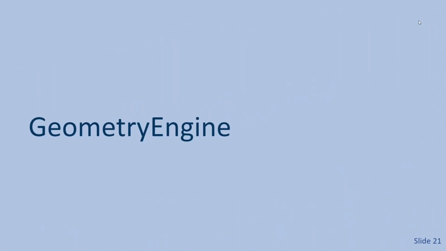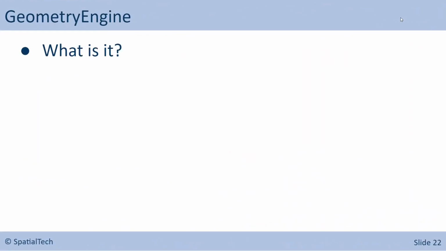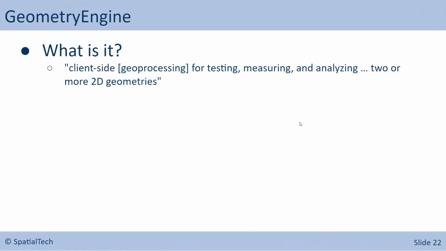Switch gears here a little bit, talk about the geometry engine. What is it? One way to look at it is client-side geoprocessing, right? Maybe you're doing a predicate test. Does this touch? Does this contain? Maybe you're measuring things, calculating areas.